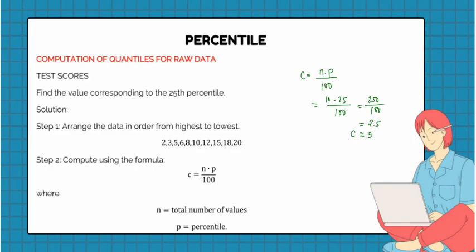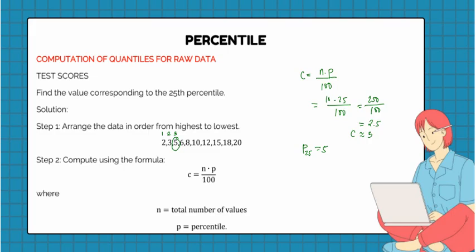Now we count from the lowest value, which is 2. So this is going to be number 1, this is going to be number 2, and this is going to be number 3. So therefore, our value for P sub 25, or our 25th percentile, should be 5, not 3. Okay? That's how you make use of our C.